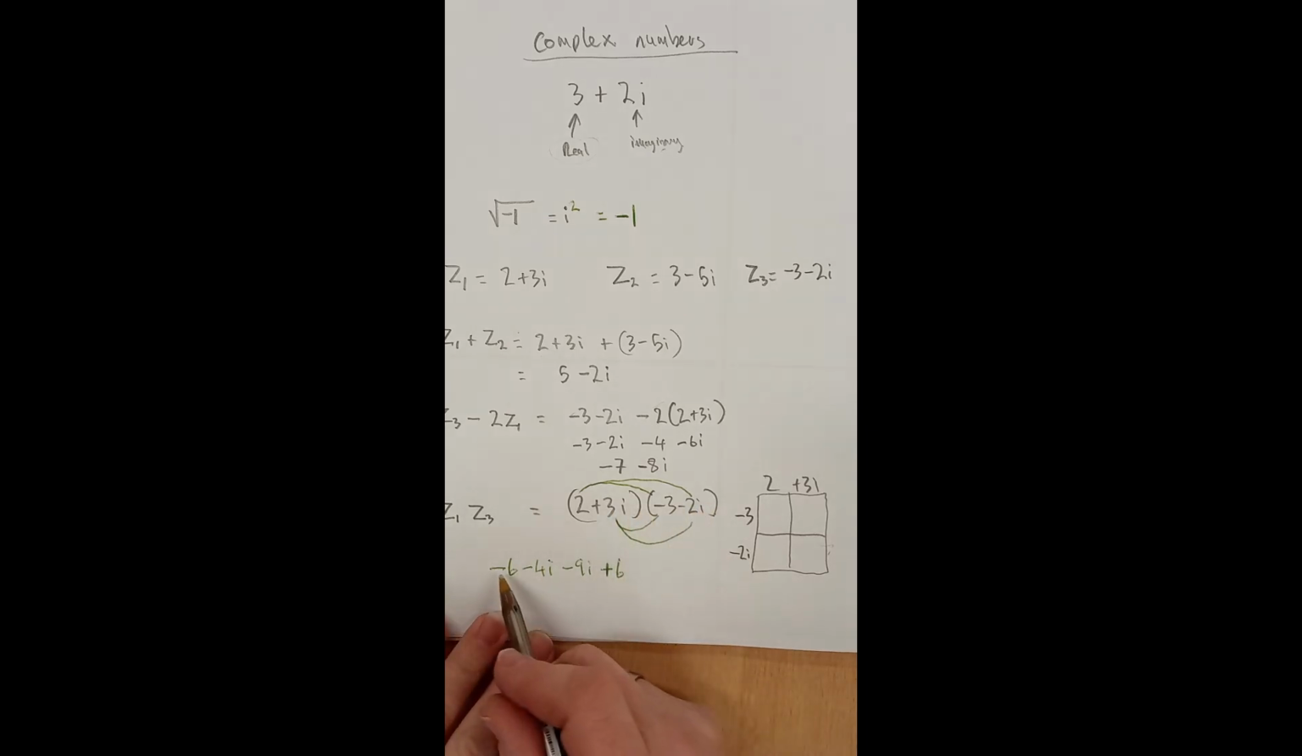So now let's just tidy this up. Minus 6 plus 6 is 0. Minus 4 minus 9 is minus 13i.